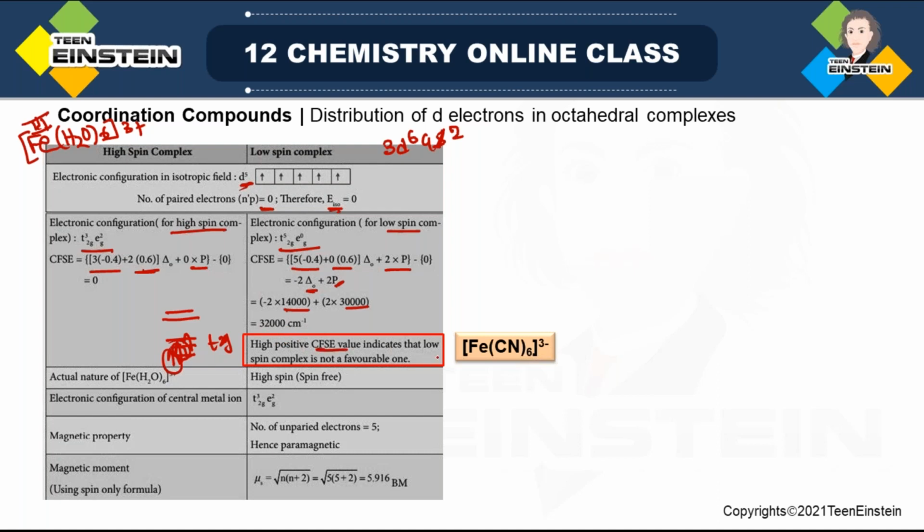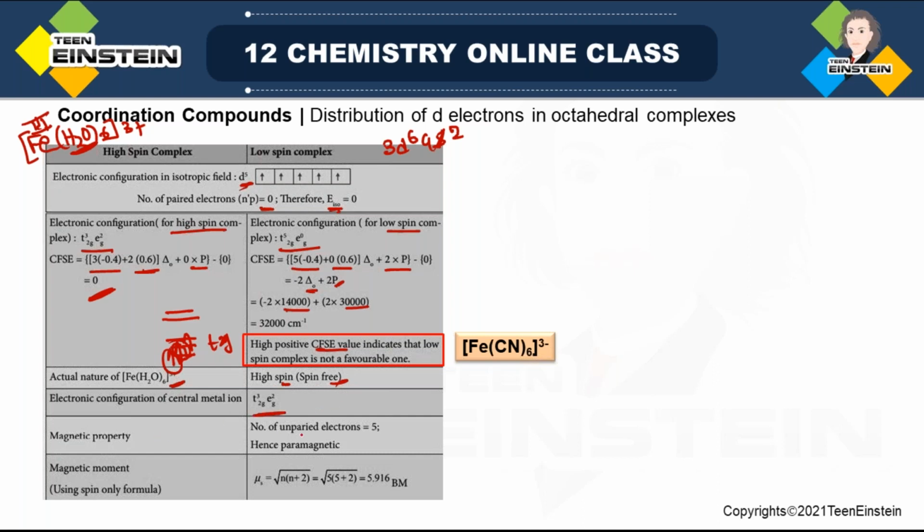So this is a high positive CFSE value, which indicates that the low spin complex is not favorable. But here you have a 0 value, so this is favorable. Though we have shown both of these, our purpose is just to compare the two situations. After comparing, what we have found is that the situation with the lower CFSE, that is, stabilization energy, is the one you have to consider. So when it is the water ligand, basically the high spin complex is favored, right? So this complex is high spin, or sometimes it is also called spin free.